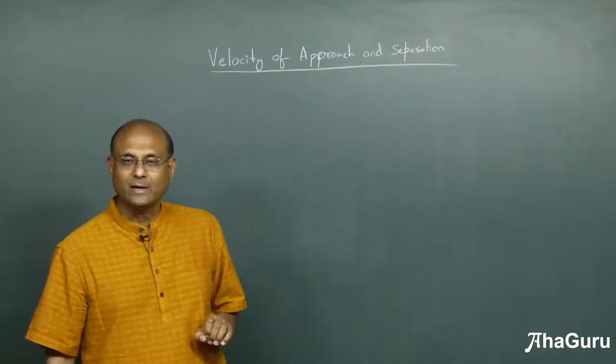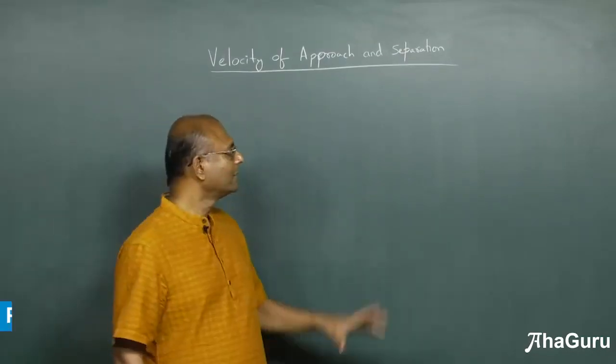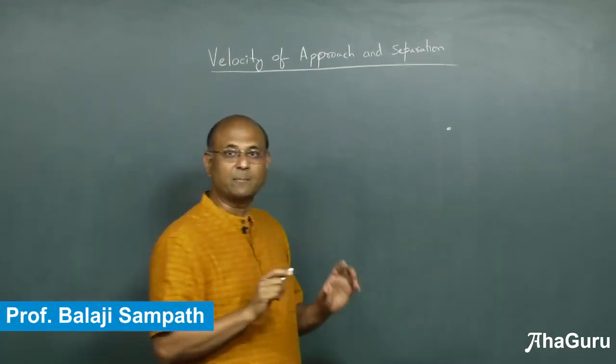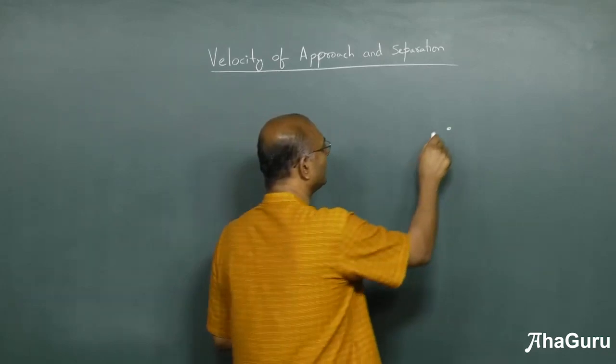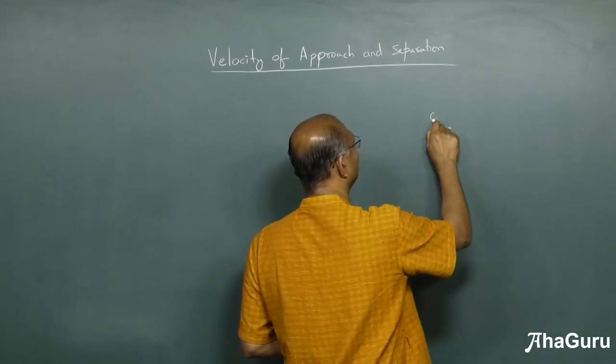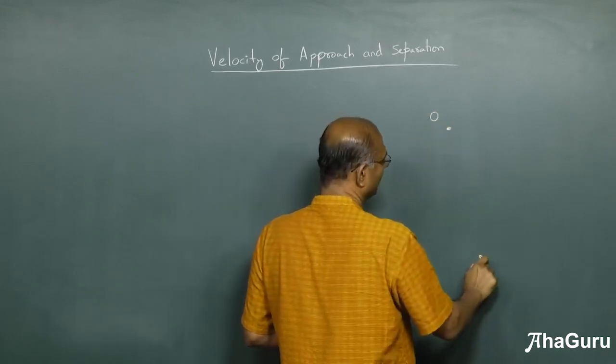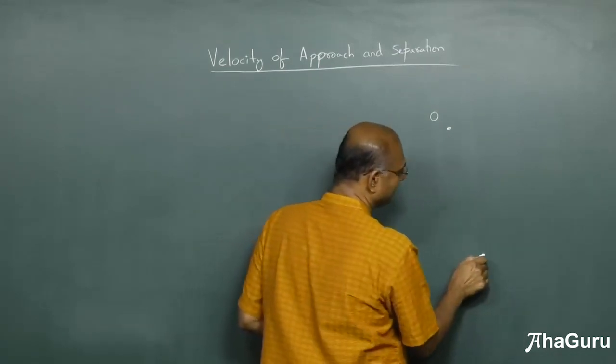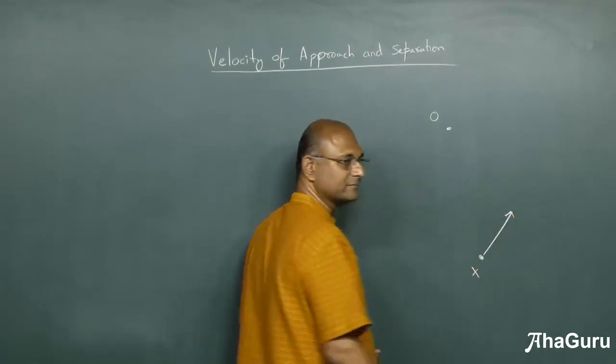We are now going to look at a very, very important concept. This is the idea of velocity of approach and velocity of separation. So let us think about a point which is fixed. Let me say that it was O, and let us look at an object. Let us call this x. So x has a velocity like that.